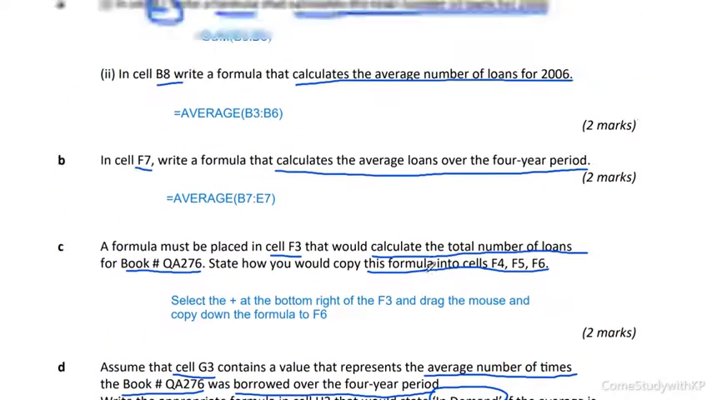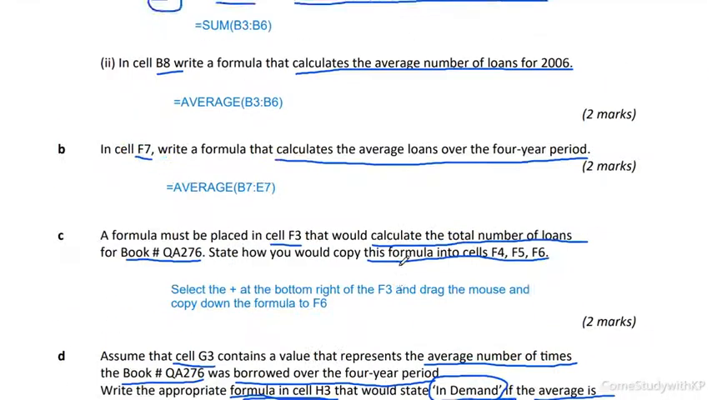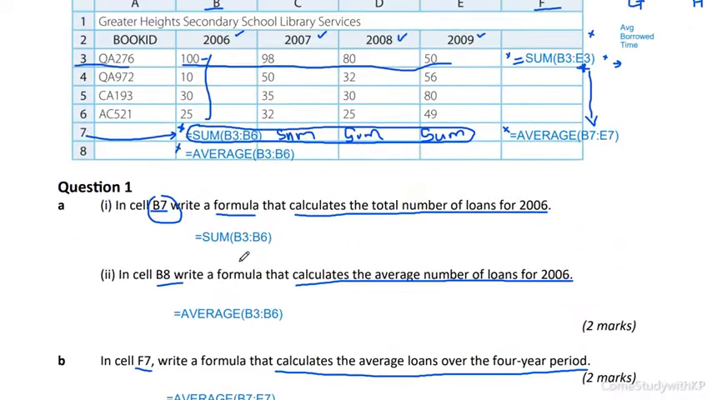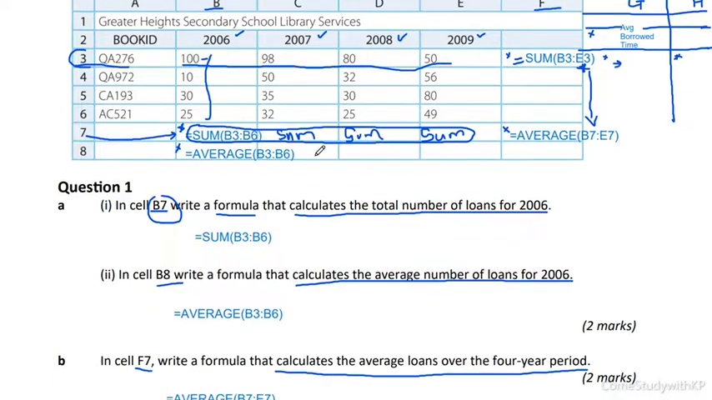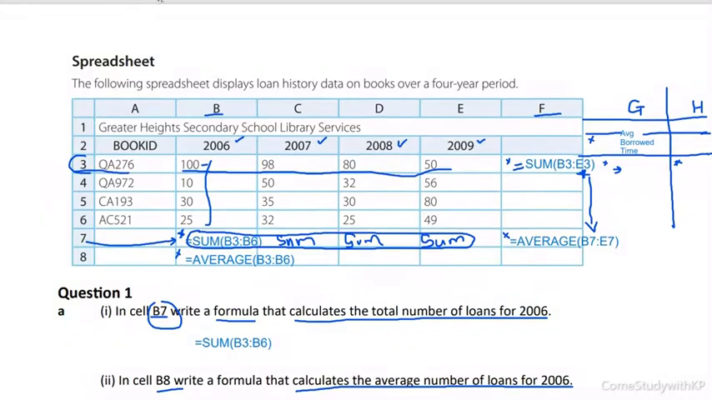So right there, we know we need to use the if function, right? We'll be using the if function. So for QA273, we know it's in row 3, right? So we want to write a function in H. So let me put some lines so we can visualize better, right? We need to write a function here that tells us whether the book is in demand or not in demand.